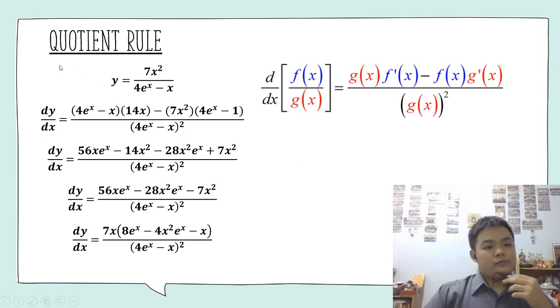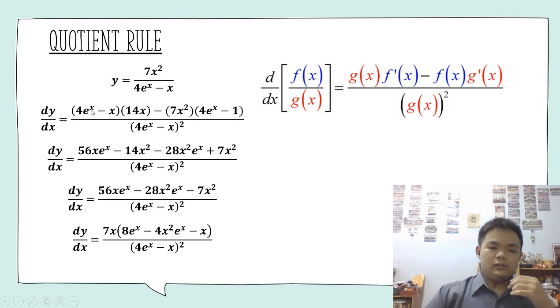Next, the second method is the quotient rule. The question is y equals 7x squared over 4e to the power of x minus x. There is the equation for the quotient rule. So 7x squared is equal to f(x). 4e to the power of x minus x is equal to g(x). After differentiating, it will become g(x) f'(x) minus f(x) g'(x) over g(x) squared.